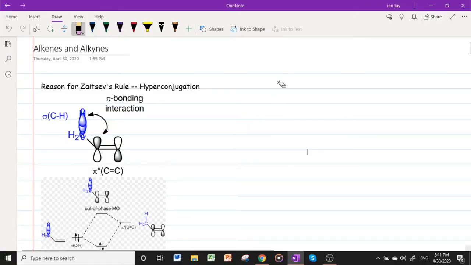Hello, so today I'll be going through a bit on the chemistry of alkenes and alkynes. So I'll first start off with a bit of frontier molecular orbital theory.